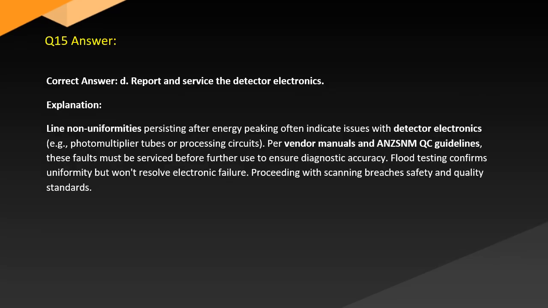Answer. Correct answer: D. Report and service the detector electronics. Explanation. Line non-uniformities persisting after energy peaking often indicate issues with detector electronics, e.g. photomultiplier tubes or processing circuits. Per vendor manuals and NZMRTB guidelines, these faults must be serviced before further use to ensure diagnostic accuracy. Flood testing confirms uniformity but won't resolve electronic failure. Scanning breaches safety and quality standards.